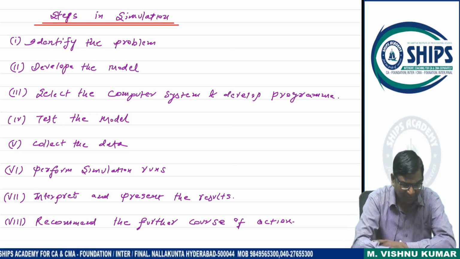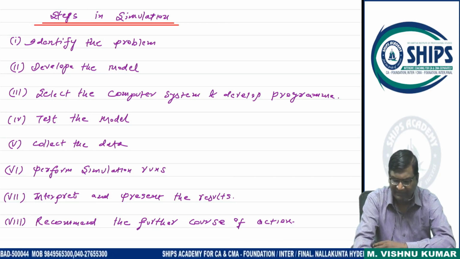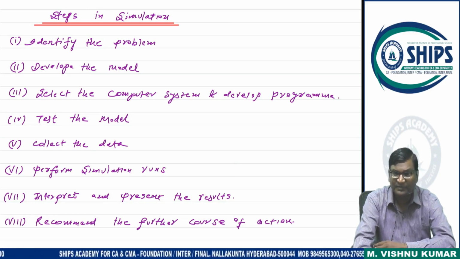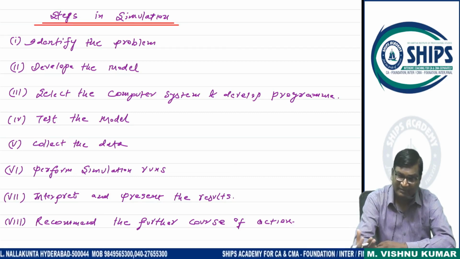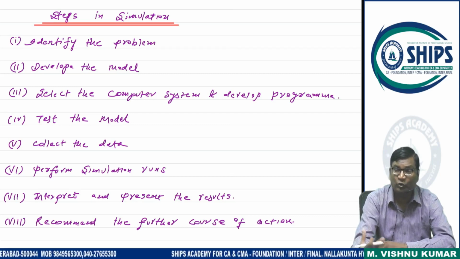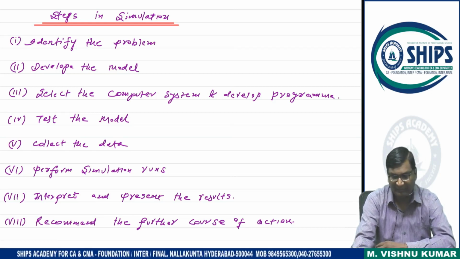Once again, we are repeating. Steps in simulation is what? Identification of problem, developing a model. Thereafter, one computerized system is used. Through that computerized system, one software program is developed, and from that program, they will do the trial runs, and by doing the trial runs, some results will be coming. Those results will be gathered and collected, and this will continue till all results are drawn from the model. This is called simulation runs. After all results are drawn, the results will be interpreted and presented. And finally, wherever any course of action is required, course of action means the areas in which some improvement or changes are required, that will be recommended. Understand?